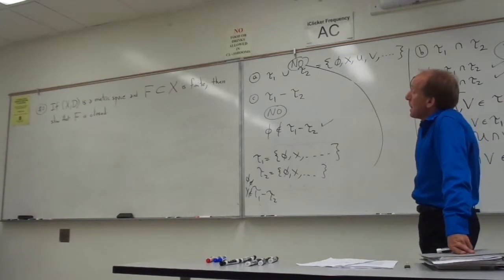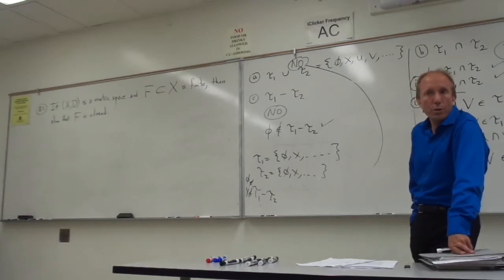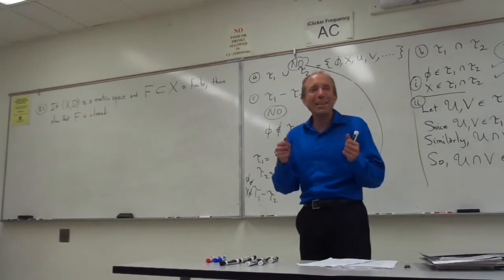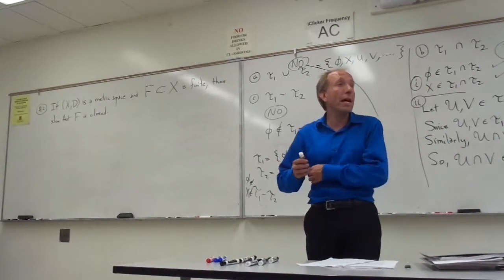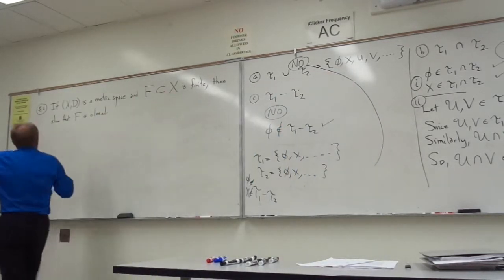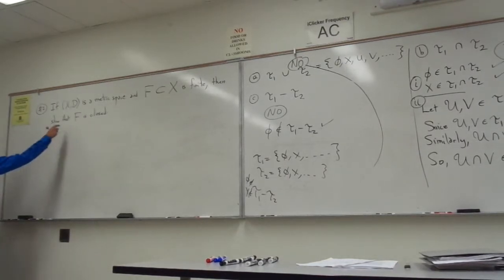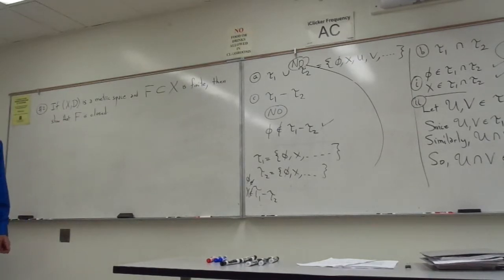Okay. To show that F is closed, you guys are all thinking exactly the right way, which is you look at the complement, right? And you try to show that that is actually open. I'm going to make a suggestion here before we do that, though, which is that we assume that F has only one element in it.